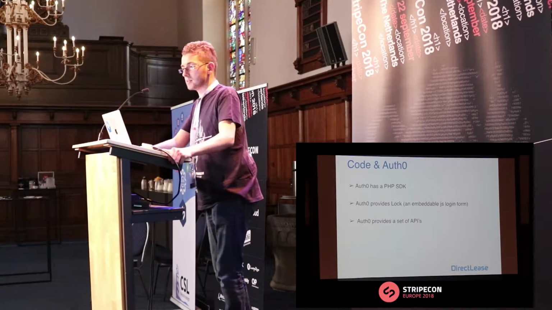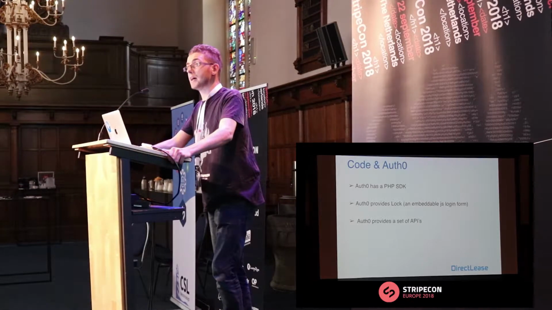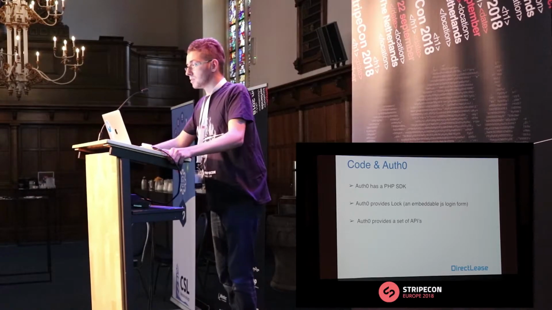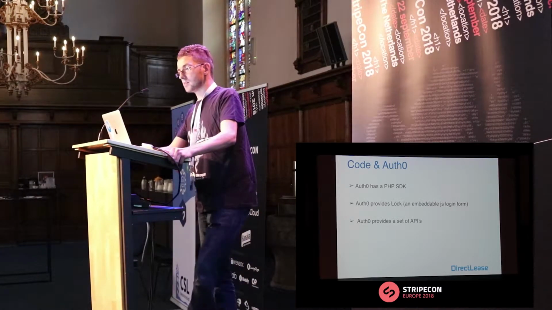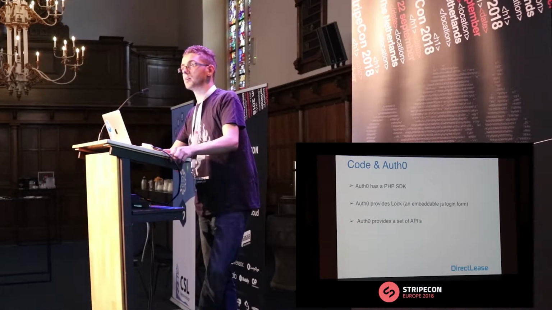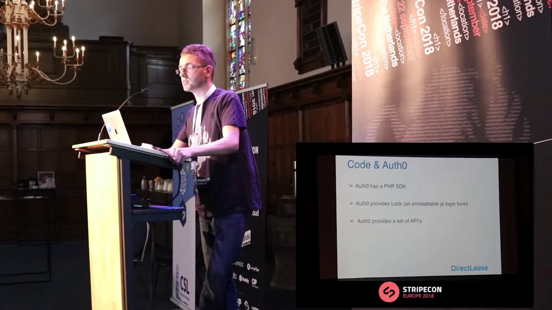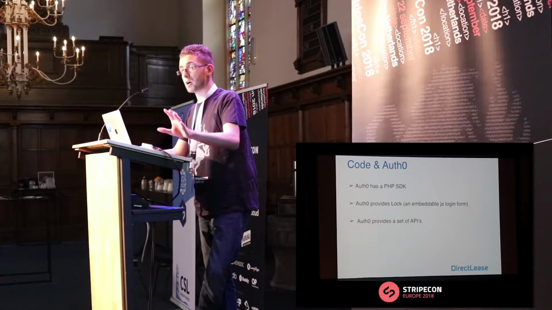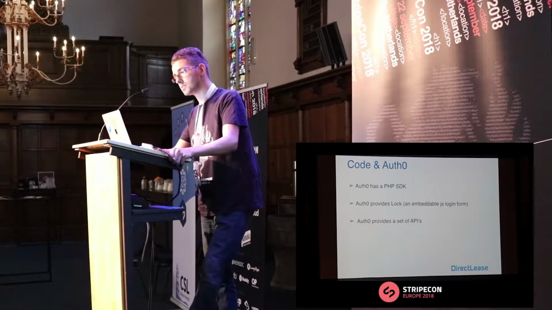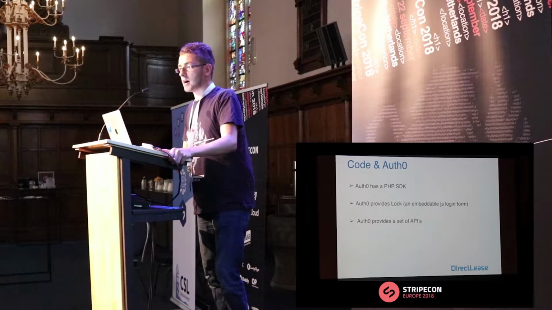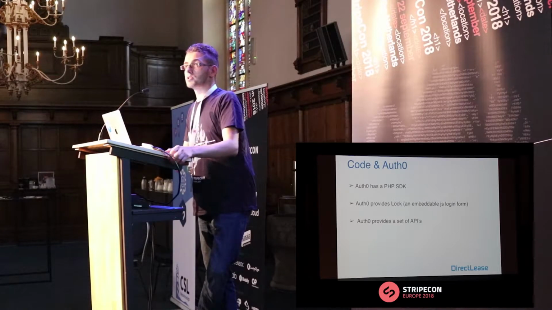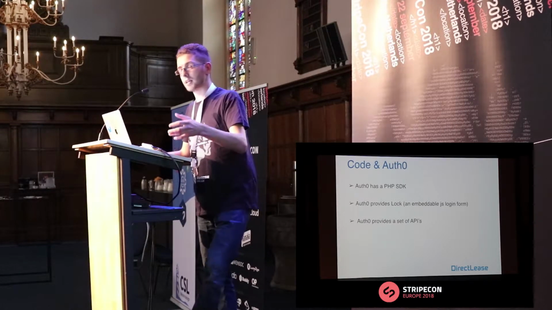Basically, Auth0 has a PHP SDK, which already had an Auth0 module for Silverstripe, so we did not need to build one for that. It also provides Lock, which is an embeddable JavaScript login form. You can just drop it onto a page and pull the files from the CDN, and at least that part will work out of the box. You only have to configure it with your own API keys that you receive. But they also provide a set of different API keys for managing users and dealing with settings on their platform.